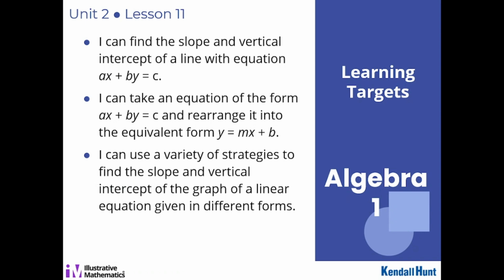We have 3 learning targets for Lesson 11. Learning target number 1, I can find the slope and vertical intercept of a line with equation ax plus by equals c. Learning target number 2, I can take an equation of the form ax plus by equals c and rearrange it into the equivalent form y equals mx plus b. And learning target number 3, I can use a variety of strategies to find the slope and vertical intercept of the graph of a linear equation given in different forms.